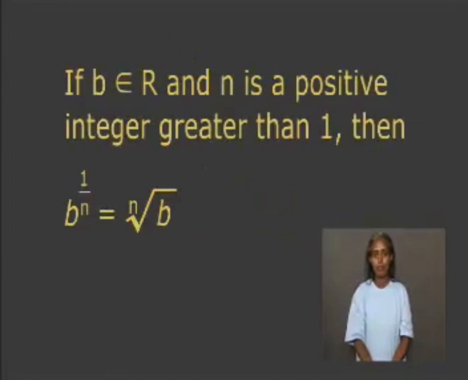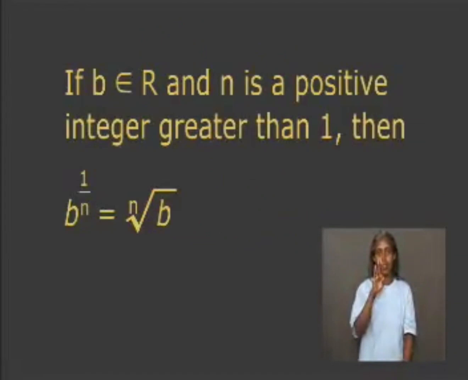In general, if b belongs to the set of real numbers and n is a positive integer greater than 1, then b to the power of 1 over n equals the nth root of b.